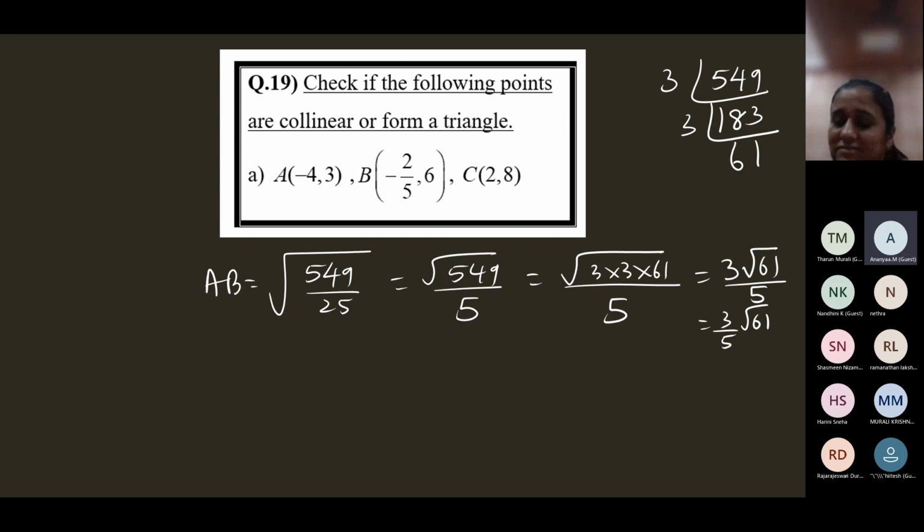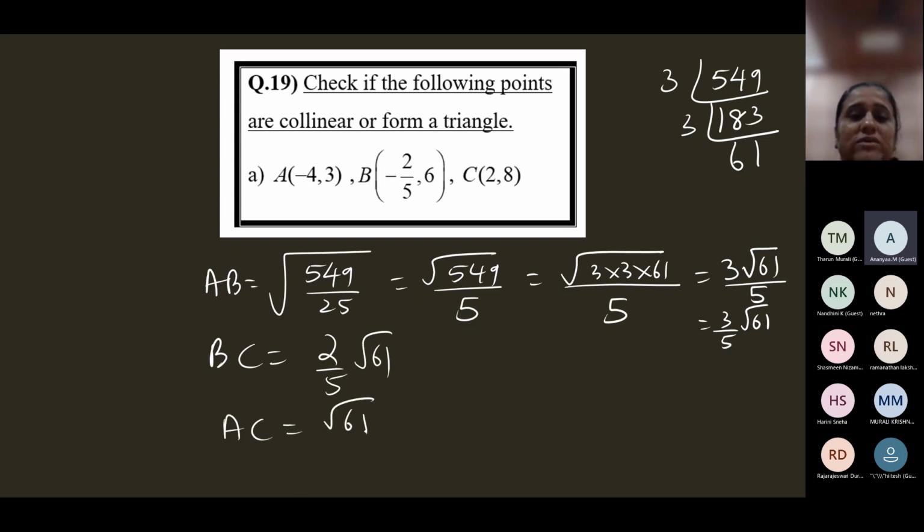I got BC as 2 by 5 root 61 and AC as root 61. Okay. Now, is the sum of any two line segments equal to the third one?